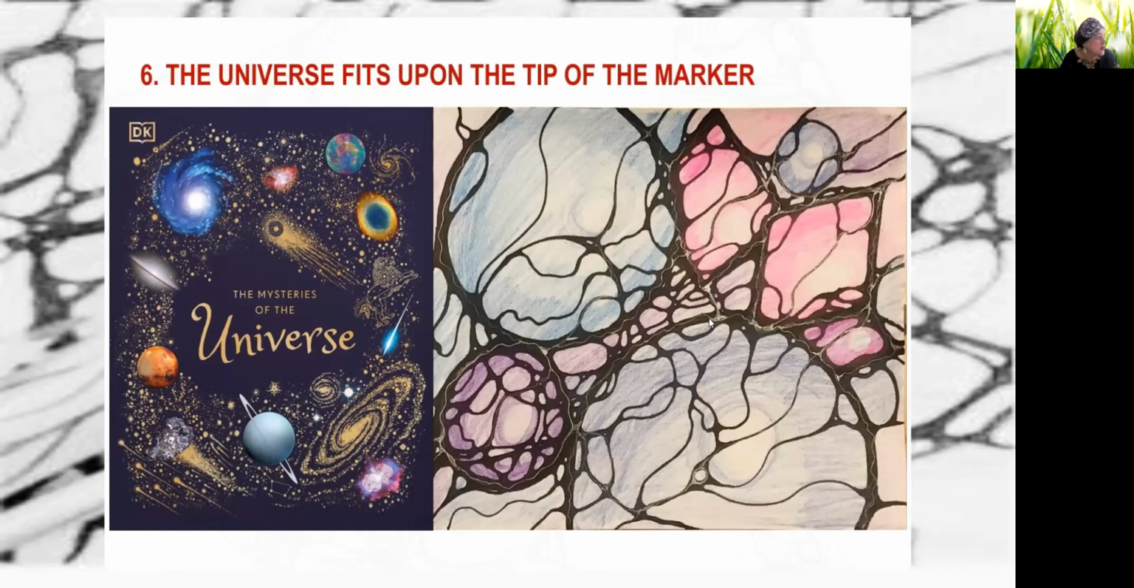The 6th principle is called the universe fits upon the tip of the marker. And that has to do with objects in our life. I want to let you know that the 10 principles were comprised by Pavel Piskaryov, the founder of NeuroGraphica, the founder of this amazing revolutionary transformational tool and method. And he says something very simple.